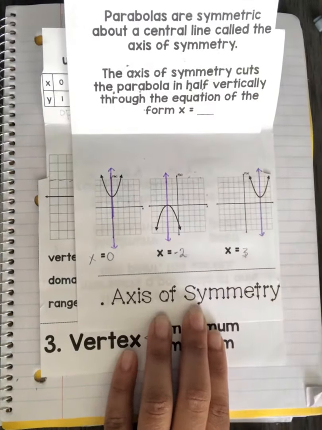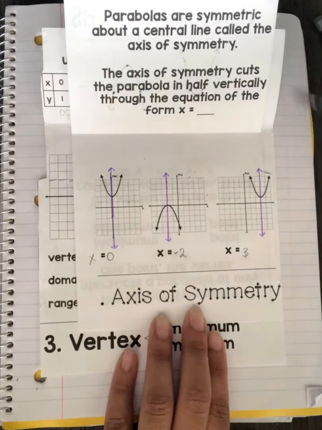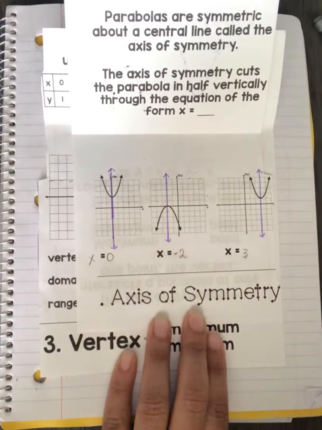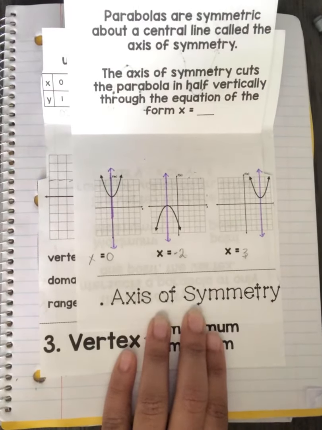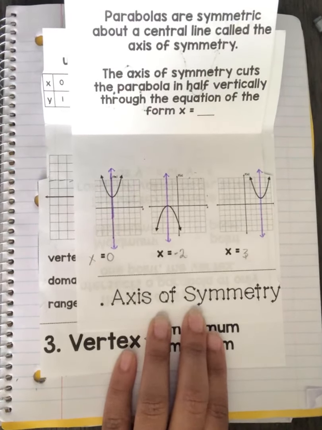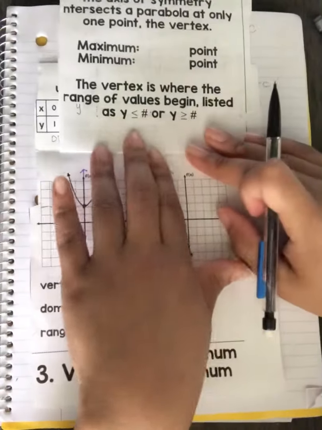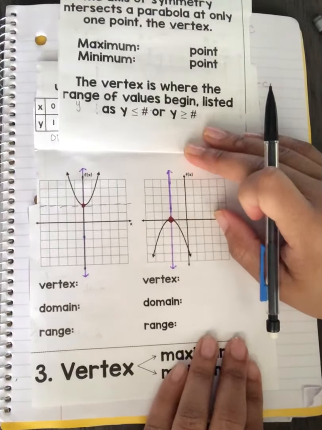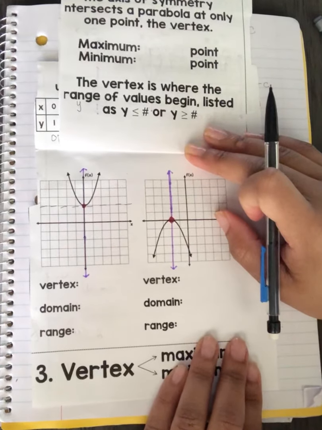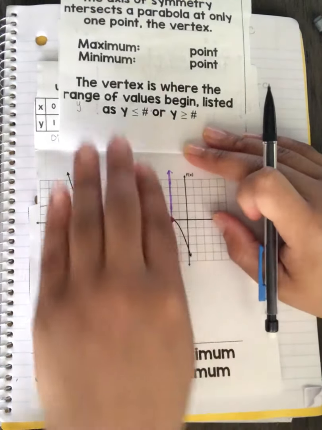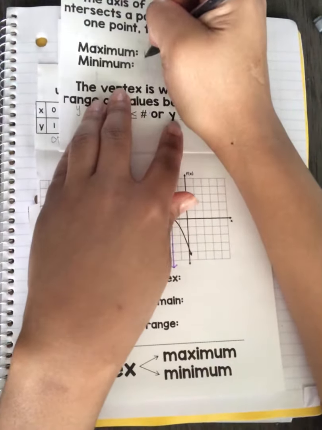If we notice, my axis of symmetry only touches my parabola one time. One time and one time only. The axis of symmetry intersects the parabola at only one point. That point is called my vertex. With my vertex, I will have a maximum point. Maximum meaning the highest point.